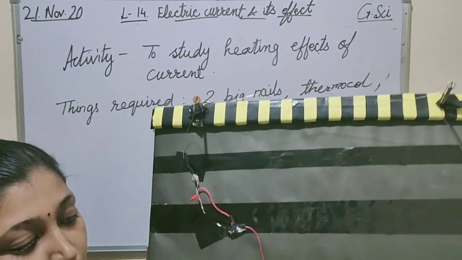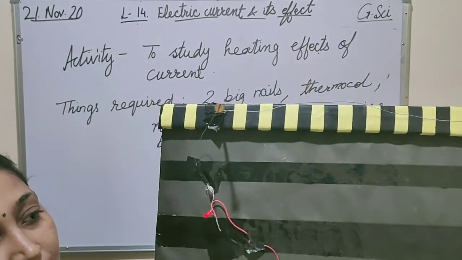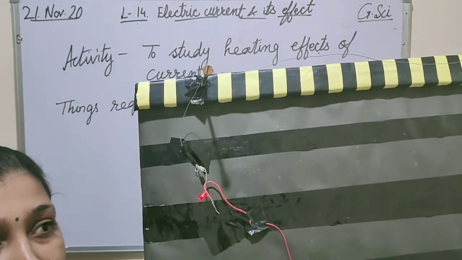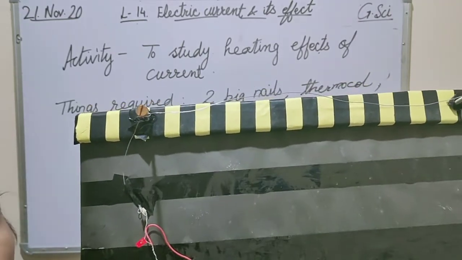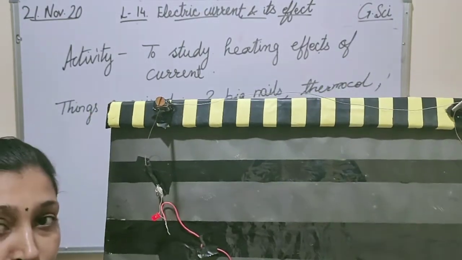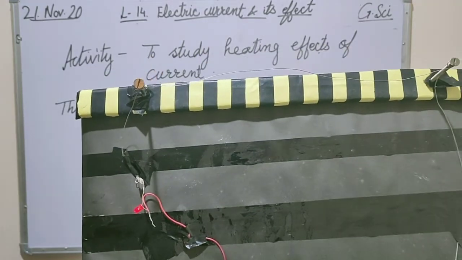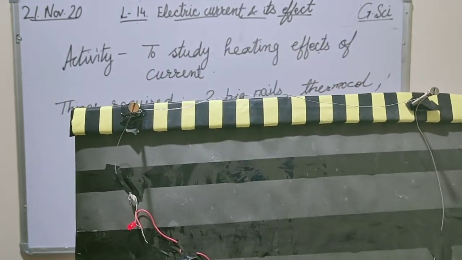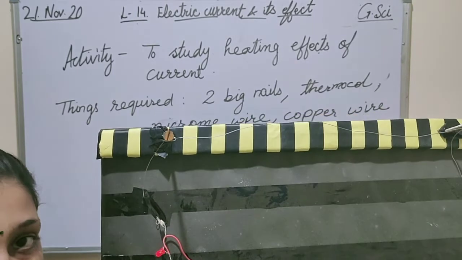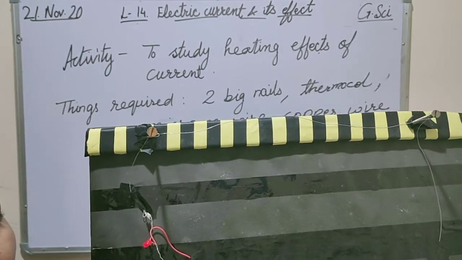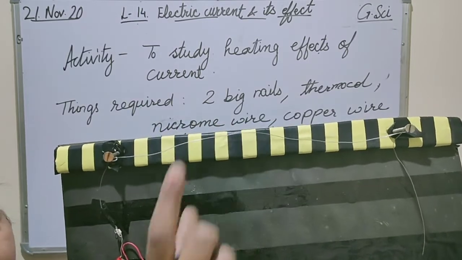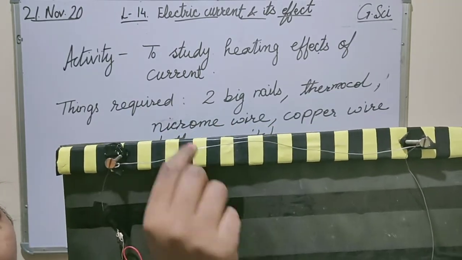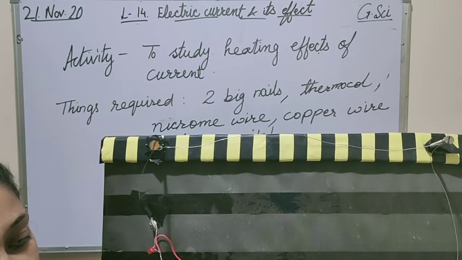Now, what will I do? I will just switch on the battery. Can you see the glowing bulb over here? I hope the glowing bulb is visible to all of you. So, children, if I keep this apparatus on for some time, then the wire which is attached to these nails gets heated. It gets a bit heated.